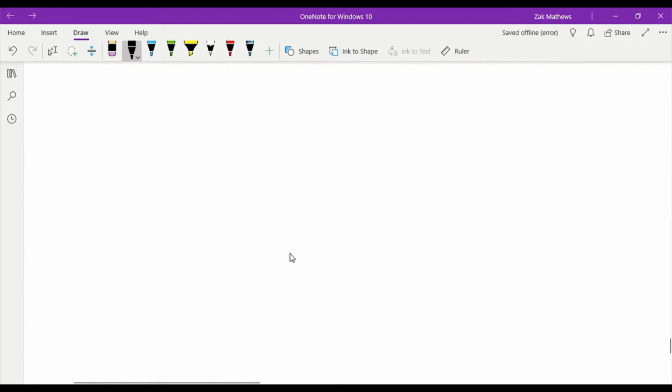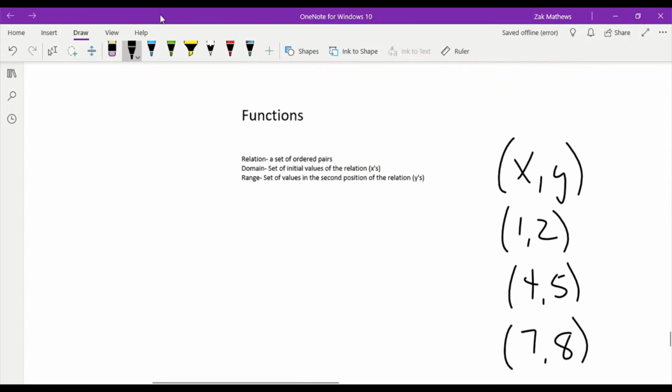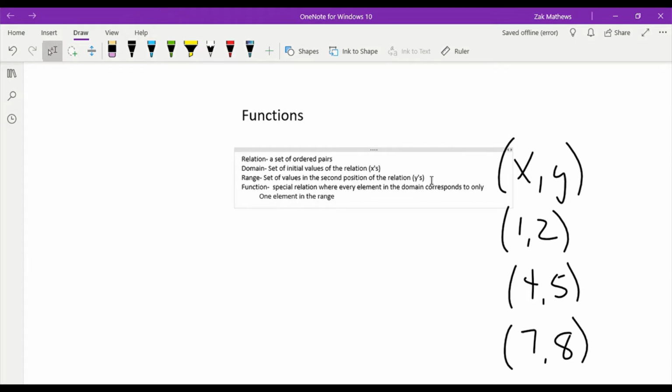And that finally brings us to our word function. So let's go ahead and define a function. A function is a special relation where every element in the domain corresponds to only one element in the range. Each element in the domain corresponds to only one element in the range.